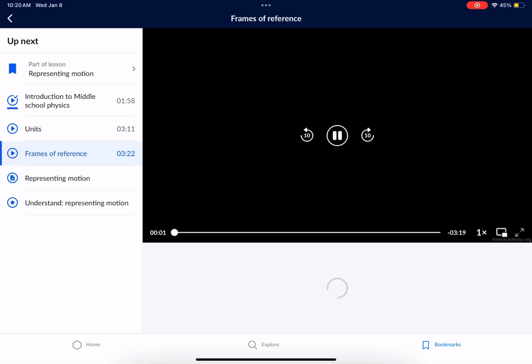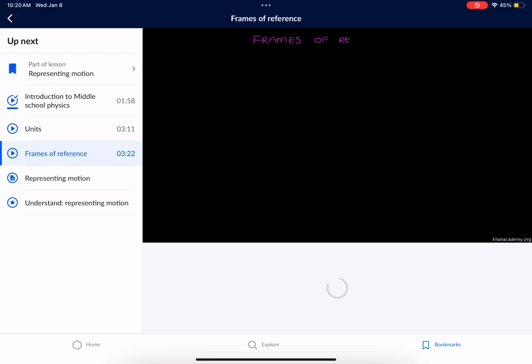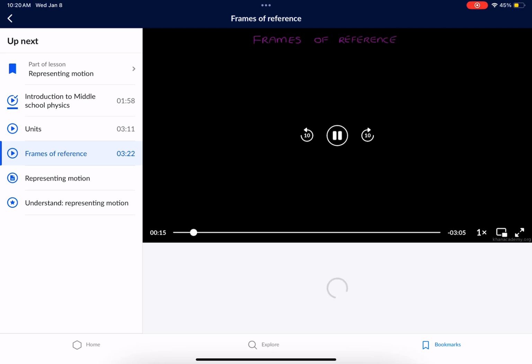When we make new discoveries, we need to be able to share them with others. And the first thing we have to do is make sure everyone is on the same page. We do this by using units and frames of reference, which are also called reference frames. We talk about units in another video, so let's look at what a frame of reference is.